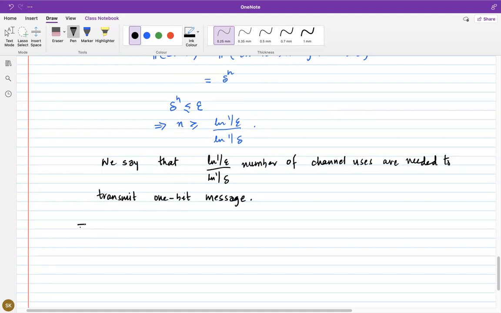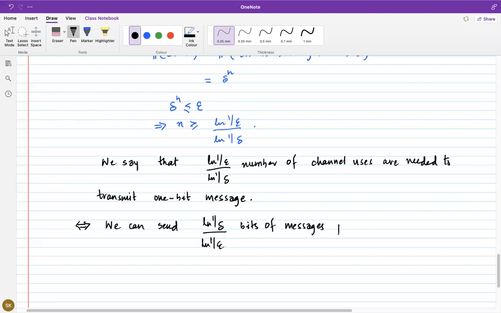So that just simply implies that we can send 1 by the reciprocal of this quantity, which is ln 1 by delta divided by ln 1 by epsilon, bits of messages per channel use.